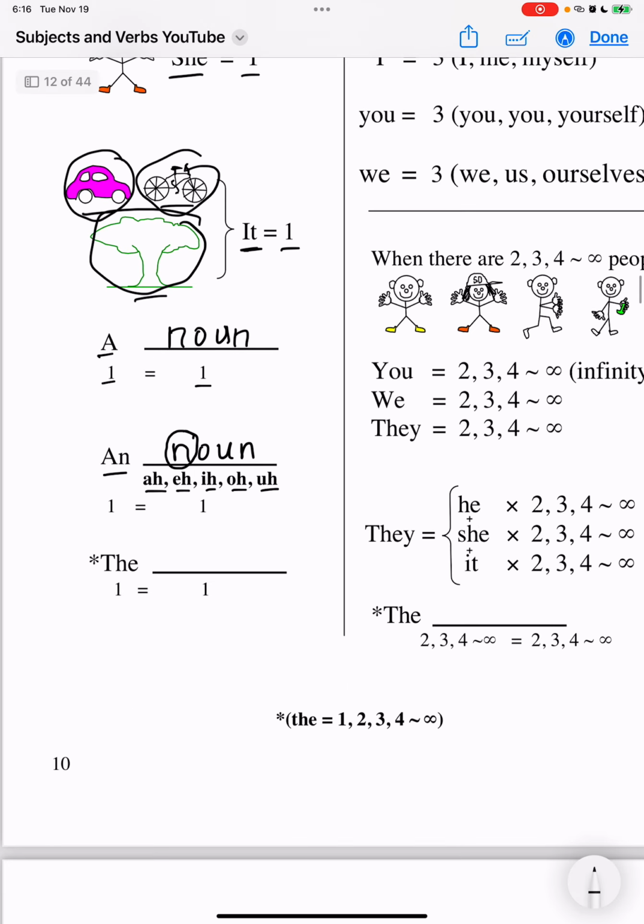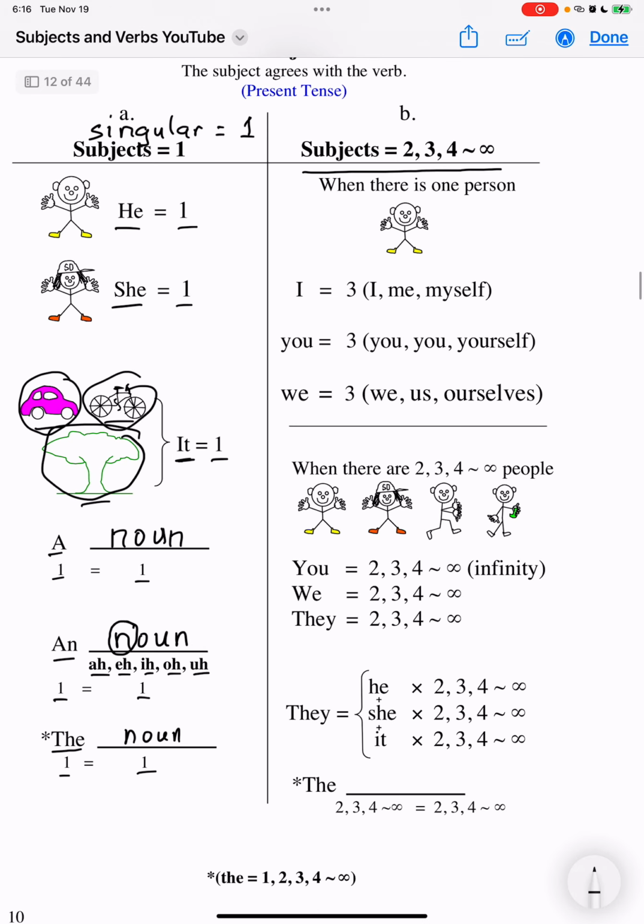And then you're going to have the, and then somewhere after, the next word will be a noun. The noun will equal to 1. The will equal to 1. And the noun will equal to 1. And I will explain those later. Okay? Now, next, hopefully I'm not going too fast.